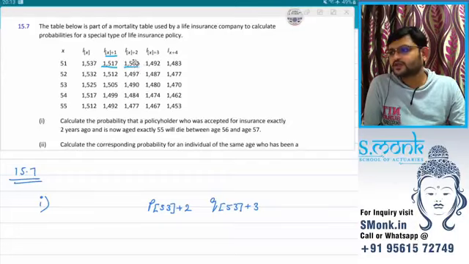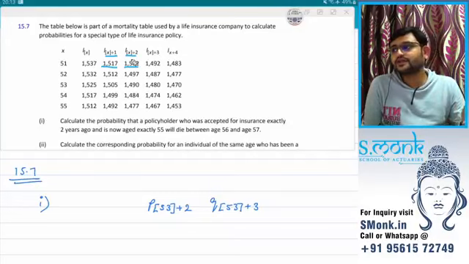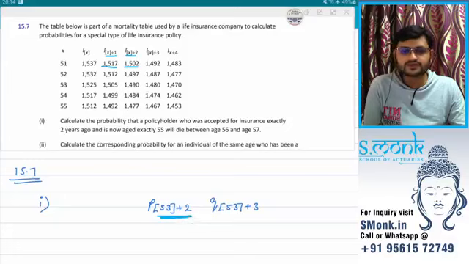Similarly, this value is for L select 51 plus 2. So the person is now age 53 but selected 2 years ago. Now if I want 53 plus 2, what would I be looking for? A person selected at age 53 and 2 years have gone. This is the value that I am looking for.